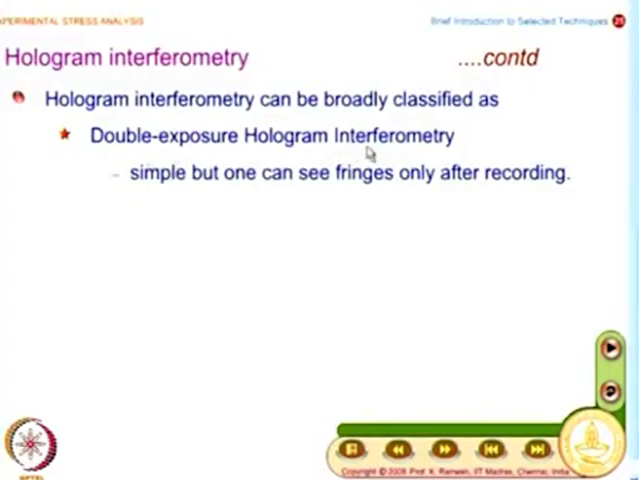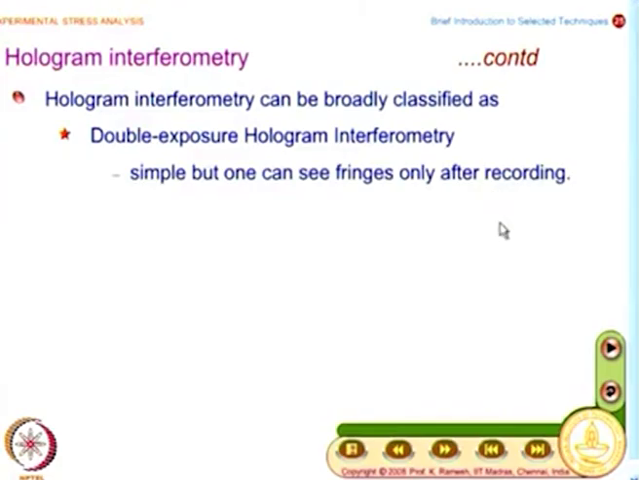The similar thing was also there in Moire. When I move the fringe gratings relative to each other, I started seeing fringes. I did not have to have 2 exposures for me to see the fringes. So, what you find here is, in double exposure hologram interferometry, it is simple, but one can see fringes only after recording.